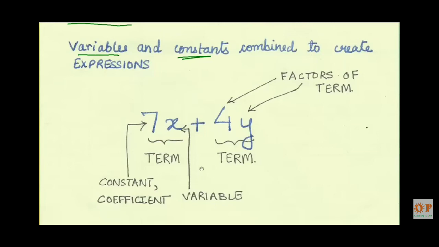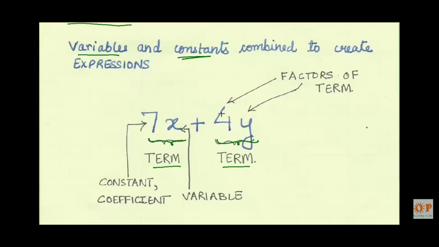So here is an expression. So the expression that we have is 7x plus 4y. Now, if you look at the two components which are forming the expression here, 7x and 4y. Now, these two, they are known as terms of the expression. So this expression has two terms, 7x and 4y.